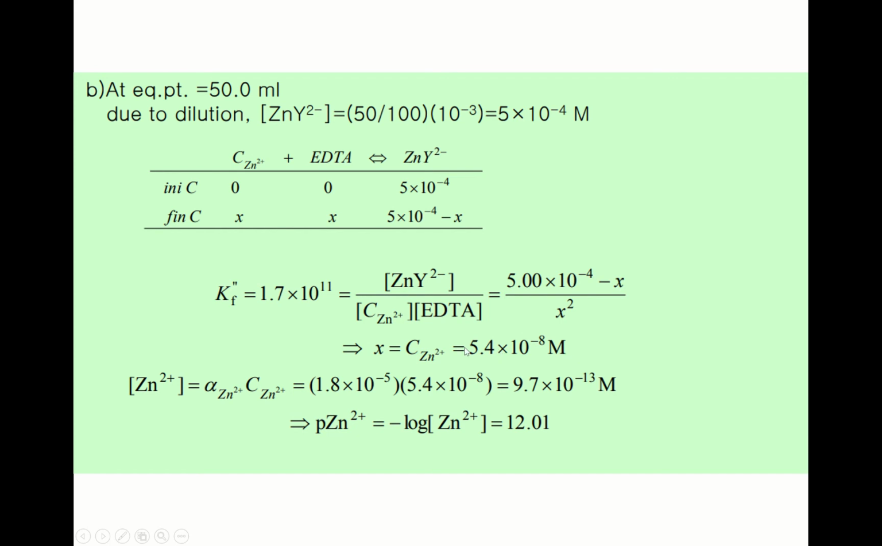Okay, and here this is free zinc, but again you have to calculate this free zinc. This is the total zinc ion concentration. The free zinc ion concentration is given by this equation, and then you get 9.7 times 10 to the minus 13 molar. And pZn is 12.01. So here you must be careful in calculating the free zinc ion concentration in the presence of ammonia and at the equivalence point.